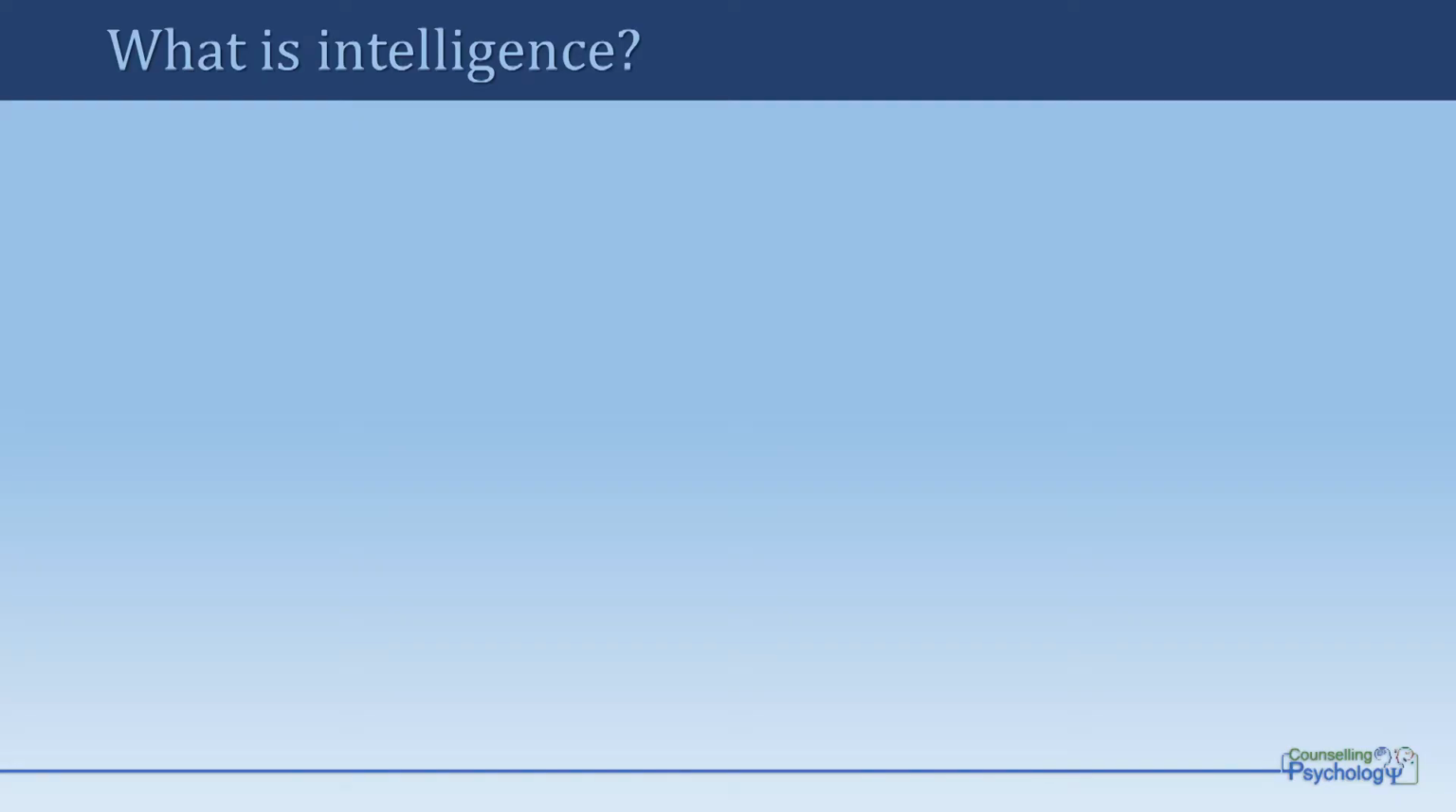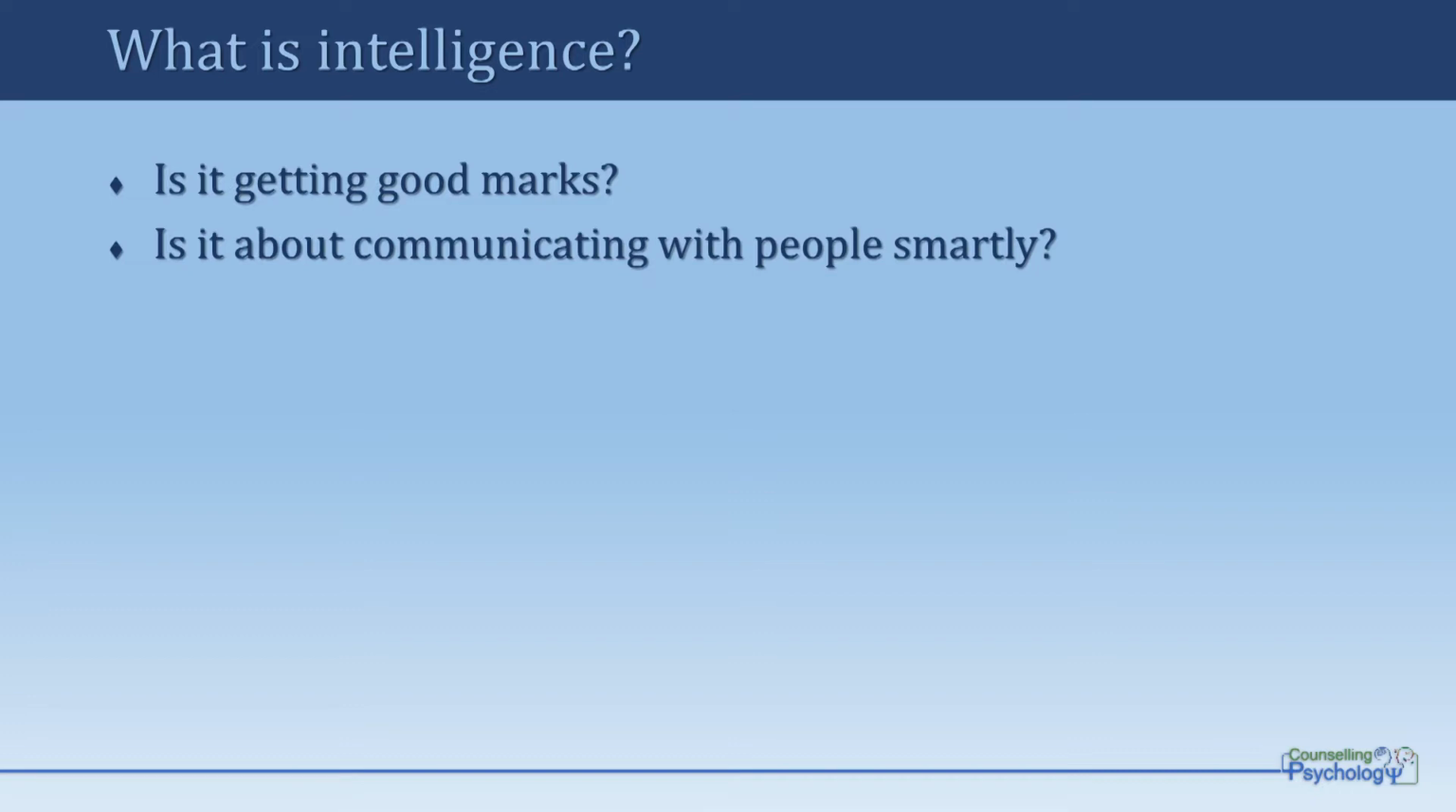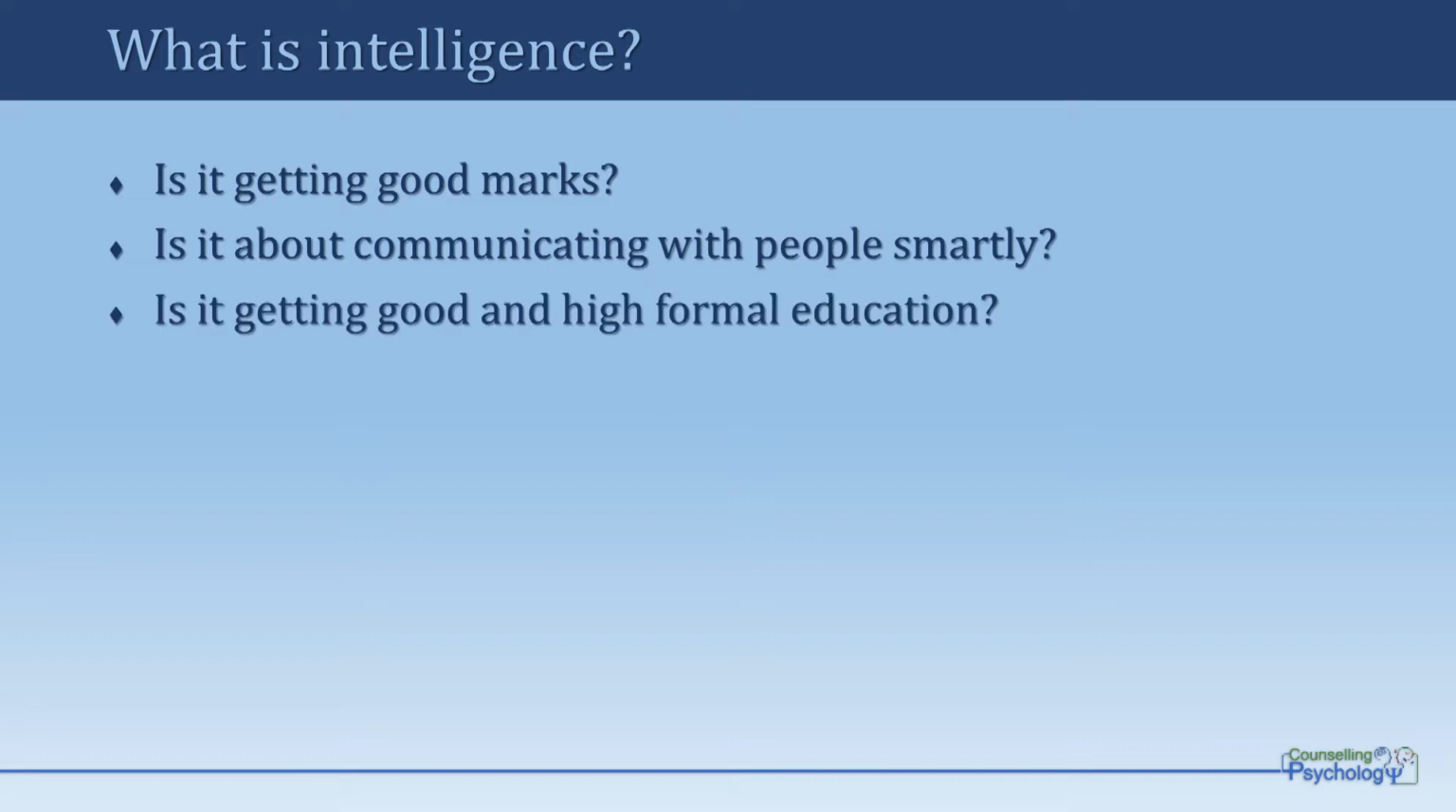What is intelligence? Is it getting good marks? Is it about communicating with people smartly? Is it getting a good and high formal education? Or is it earning a big salary? We generally think that intelligence refers to getting high grades in academics. But if we look at the definition of intelligence, we will realize that intelligence is much more than that.